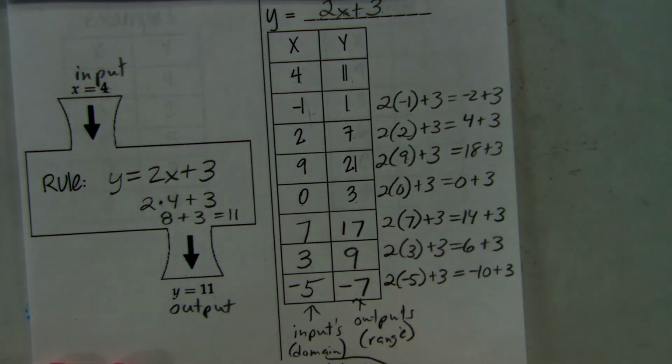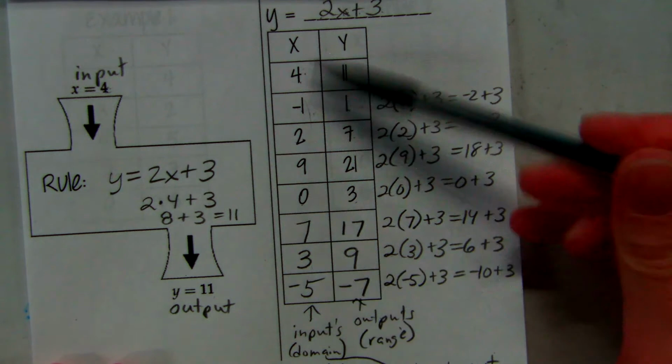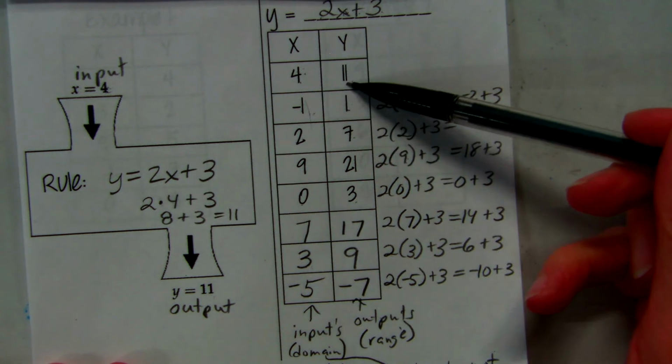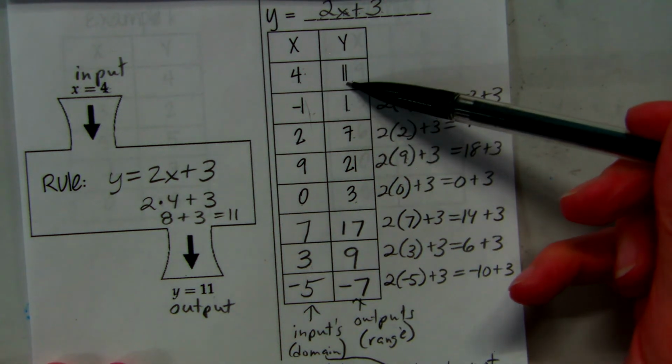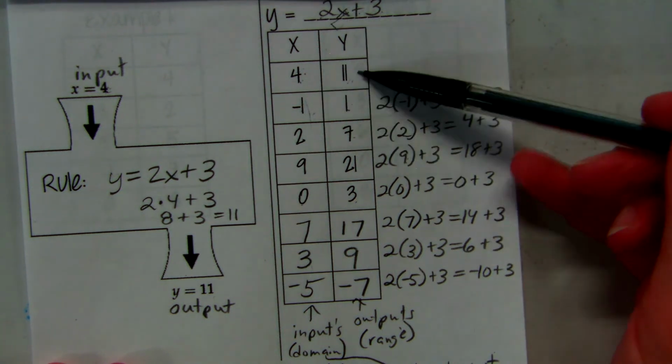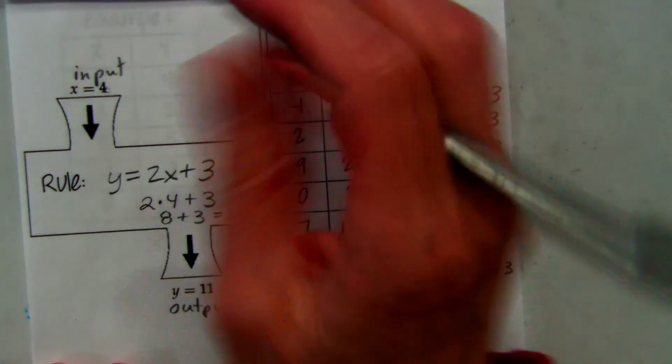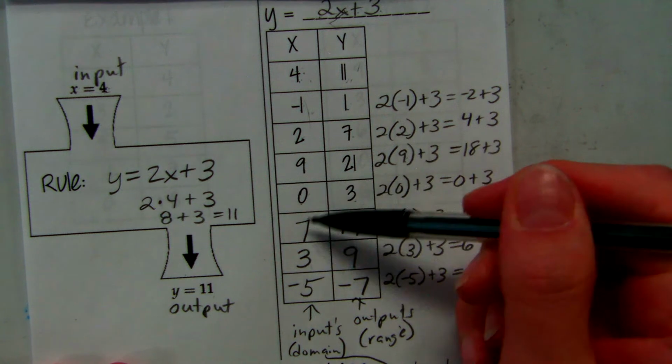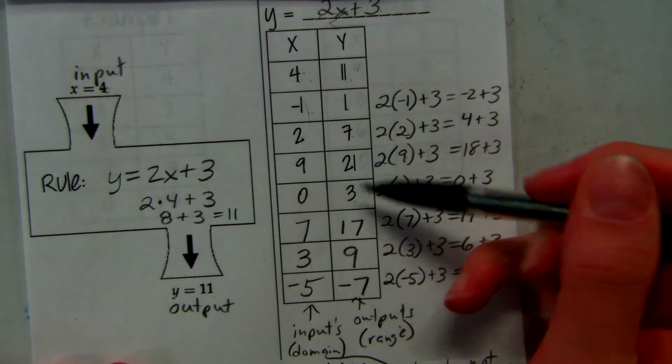So I'm going to put a little note down here. The x's do not repeat. And that's because when I put this number in, there's only one answer that comes out if it's a function. So if I put 4 in, there's only one possible answer for each of these. Each of these inputs is only going to give you one output.